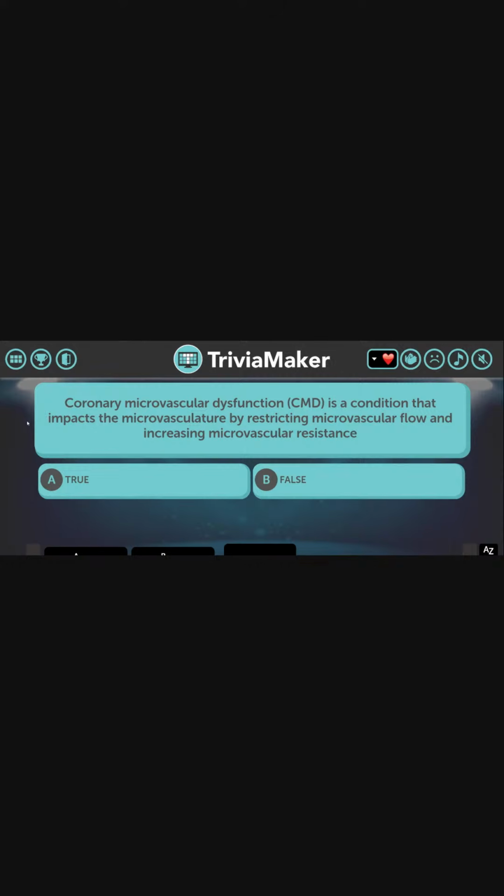All right. Coronary microvascular dysfunction, or CMD, is a condition that impacts the microvasculature by restricting microvascular flow and increasing microvascular resistance. So this is kind of a little definition one. It's still going to be in your MCG manual. But what do we think, guys? Is this one true or false? CMD.